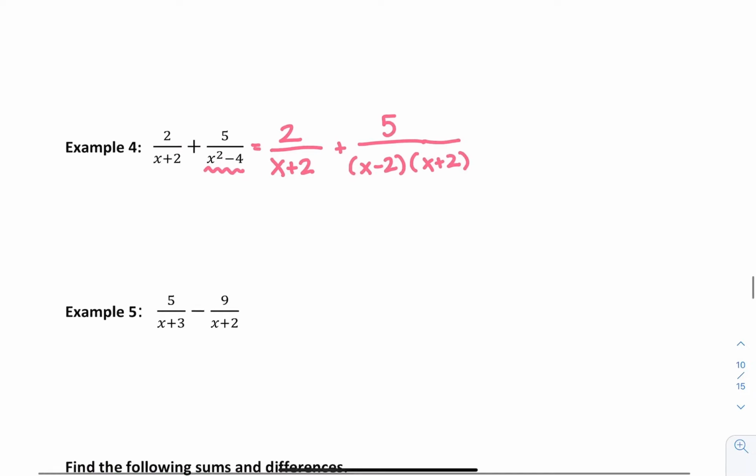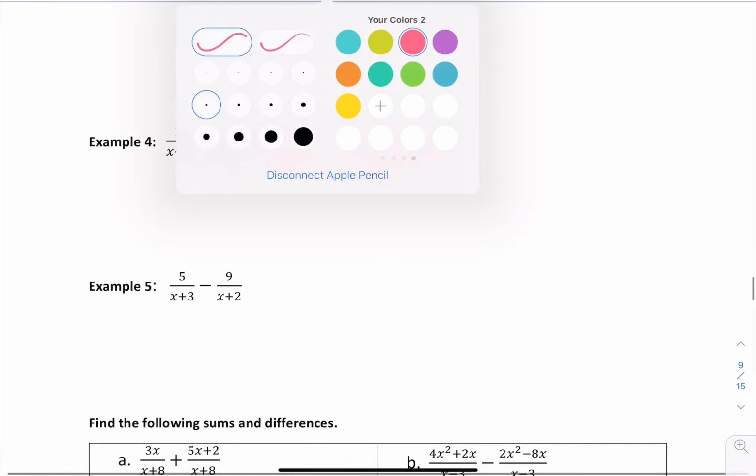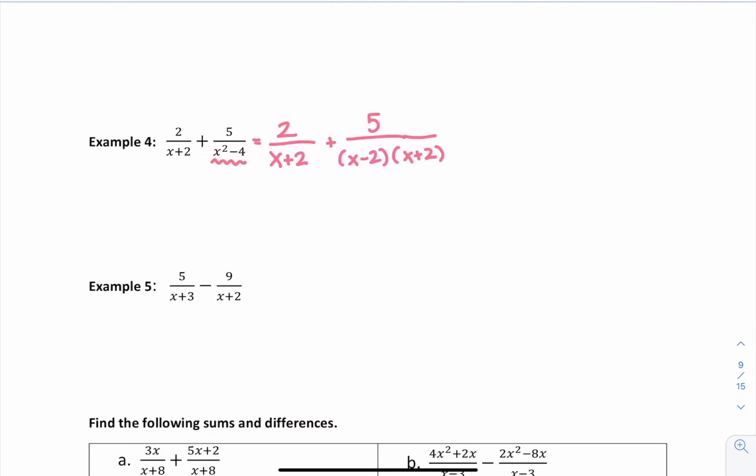Now what I'm going to figure out is what is my least common denominator. So my least common denominator, well, they both have an x plus 2, so they'll just need one x plus 2. I also need an x minus 2. Notice my second fraction already has that denominator.